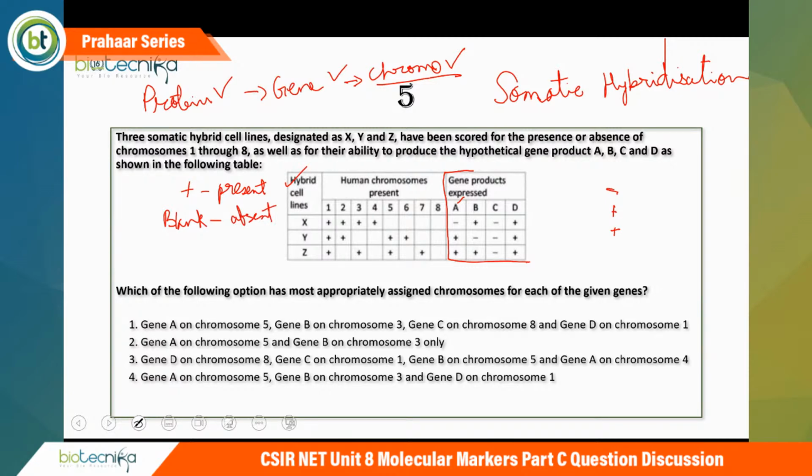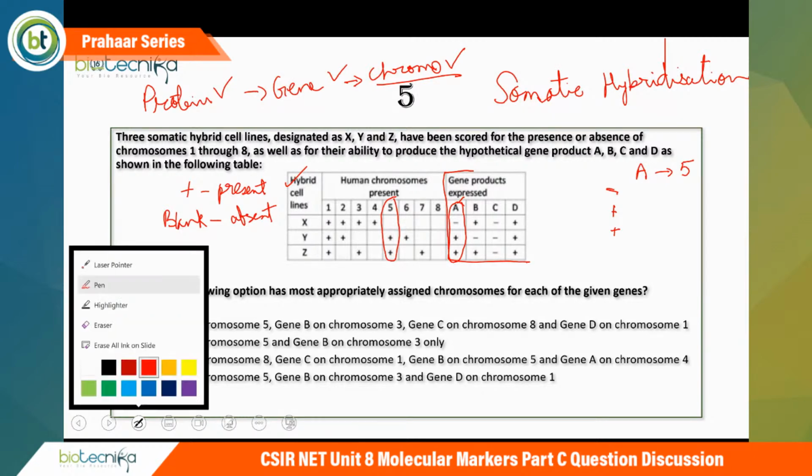Okay, so minus plus plus, is there any chromosome that shows that pattern? Yes, chromosome number 5. So A shows this same pattern, minus plus plus, and chromosome 5 also is absent in X but is present in Y and Z. Okay, that means A is present on chromosome number 5.